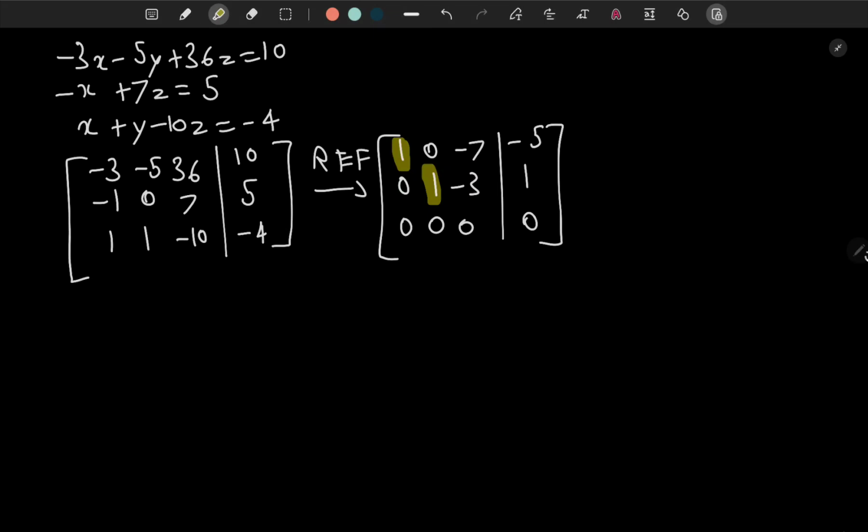So whenever you have fewer pivots than the number of unknowns, you know that there are infinitely many solutions. So here now we're going to write it again in the equations format, and to do that, let me just write it. So for the second equation, it's going to be y minus 3z is equal to 1, and the first one is x plus 0y minus 7z is equal to -5.